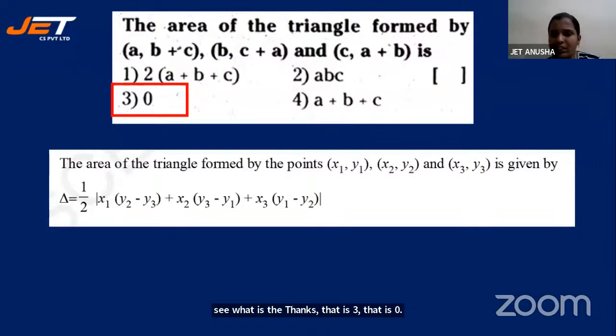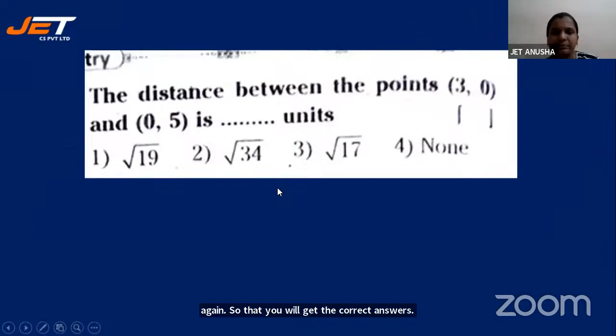I request all the children to recheck your answers once again so that you will get the correct answers. You are missing the calculations part. So we'll go with the next one.